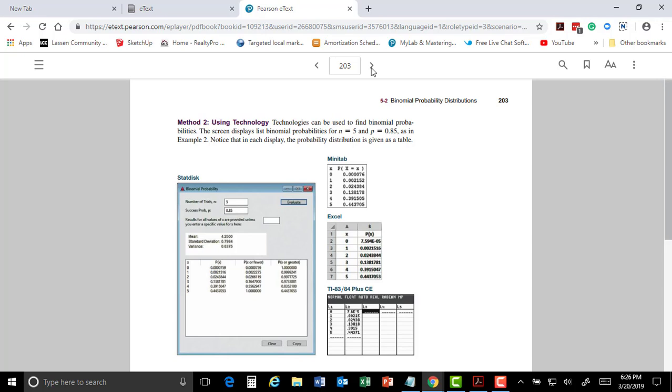So, we put in here what? 5. That's our sample size, how many we're trying to get combinations of. And 0.85 is the probability of success. Then you hit execute, and it calculates these probabilities, which is that equation, for every one of these random variables. You can do it. We'll try one here shortly.